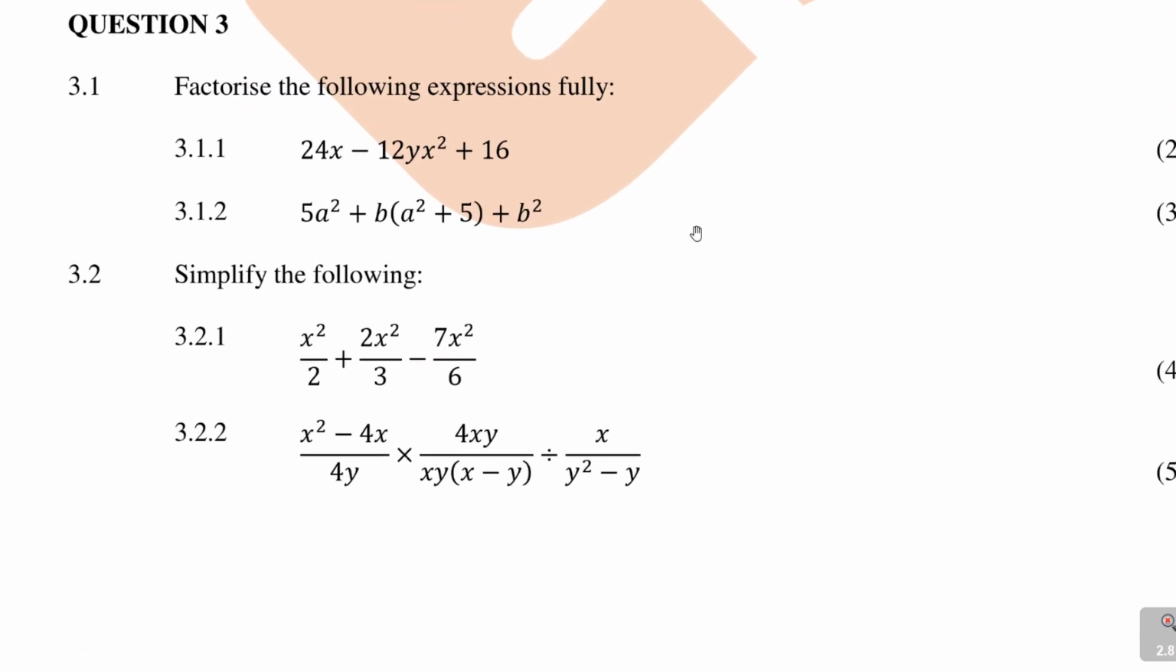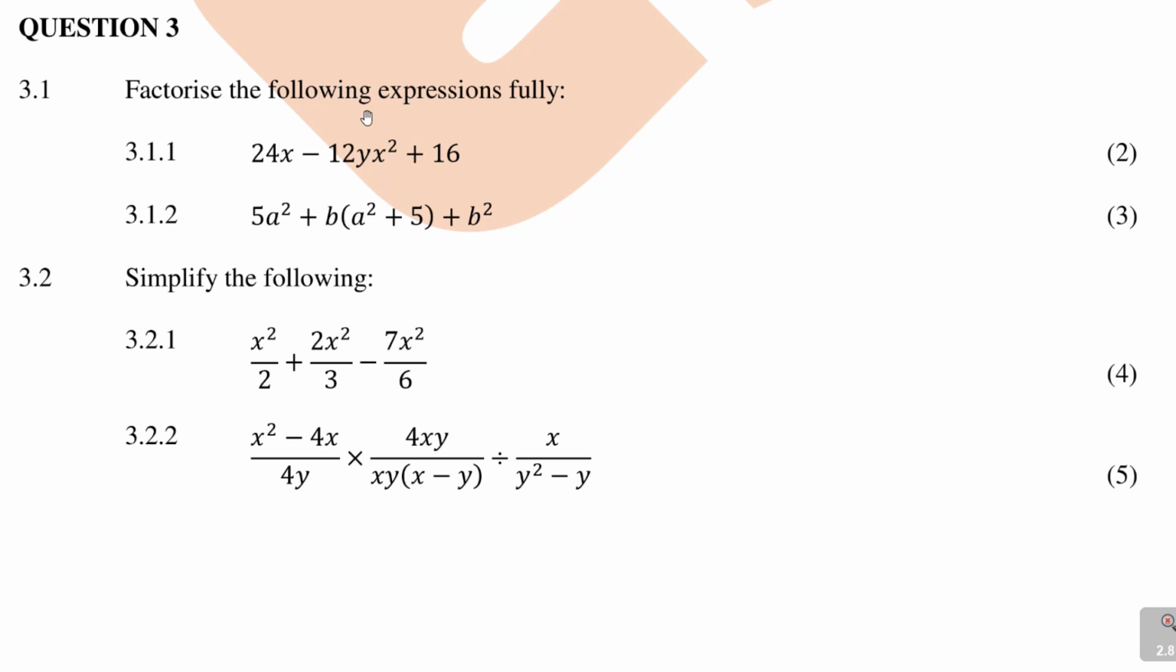Look at this, factorize. Tell me, what do you think is happening here? We need to factorize 3.1.1. It's a very important aspect, factorization. So it's 24x minus 12yx squared plus 16. Whenever you look at these questions, check the mark allocation. If it's 2 marks, please don't think far. There are 3 terms, just check what is common in all 3 and take it out. Start with the numbers: 24, 12, and 16.